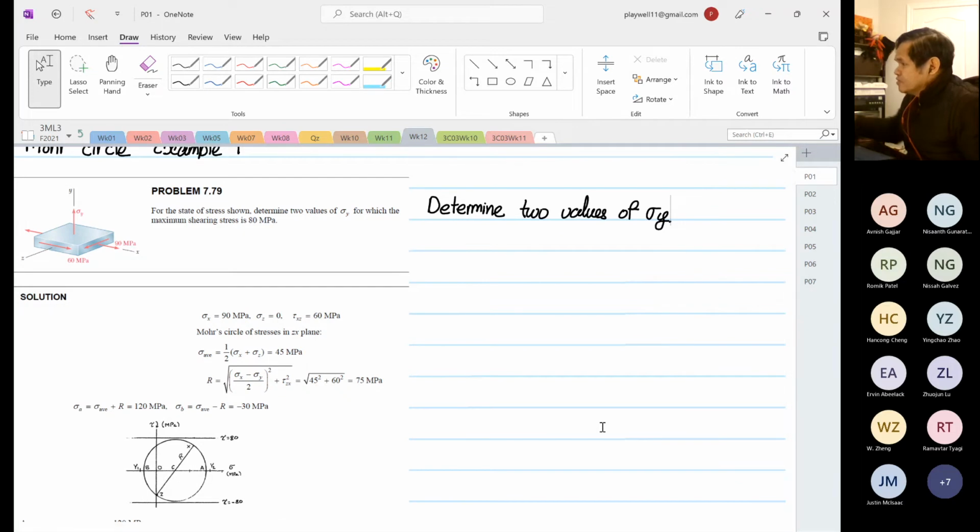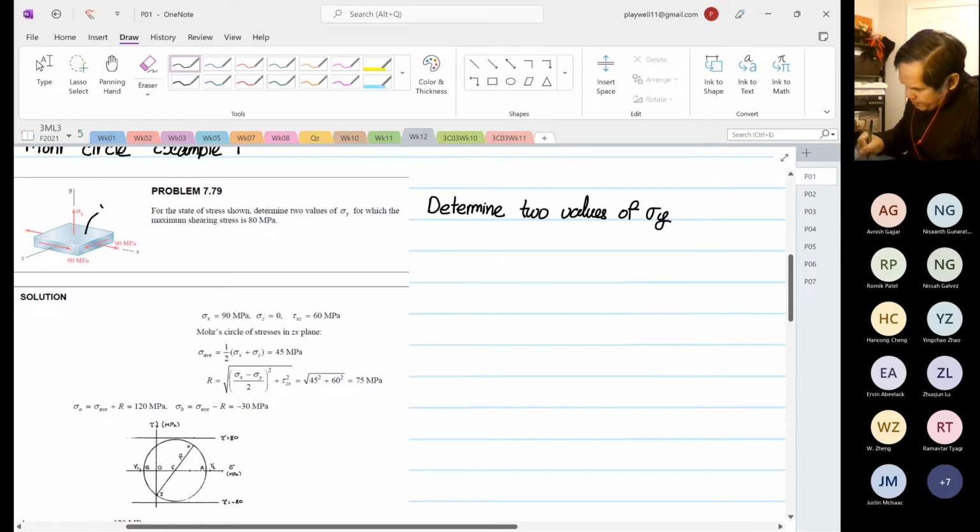So this one seems easier. Why is that? Because stress Y has zero shearing stress. I repeat again, point Y over here has zero shearing stress. So this is my point X, and this is my point Z. In the example I did, you have shearing stress in stress Y. So this is what is given.